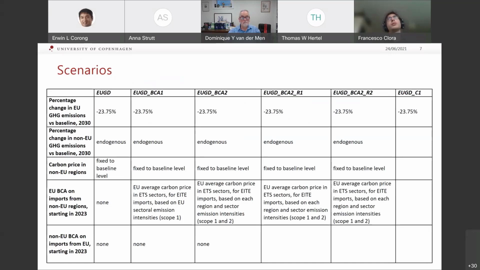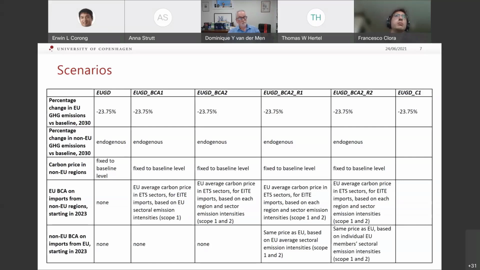Then we have 2 scenarios in which the rest of the world retaliates against the EU, and both of them are based on the implementation of an aggressive border carbon adjustment by the EU, as presented in the previous scenario. The 2 scenarios base the border carbon adjustment on the EU imports, using the same price as the EU, based on EU average sectoral emission intensities in one, and on individual EU members' sectoral emission intensities in the other. And this might give, as I will show, slightly different results.